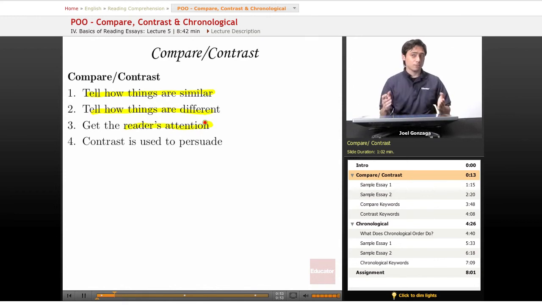I mean, a contrast will kind of feel like, well, I've been talking about apples, apples, apples, and then all of a sudden I'm talking about car tires. That's a very, very quick example of a dramatic contrast that gets the reader's attention. Also, don't forget, contrast is often used to persuade.